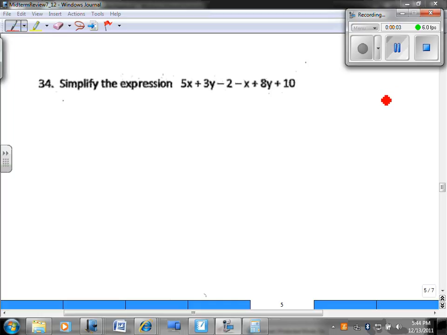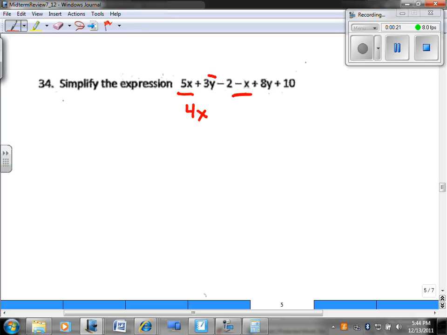Okay, 34. Simplify the expression. So we need to combine like terms. So let's see. We have 5x. Do we have any other terms that have an x? Yes, we do. We have a negative x here. So we're going to have 5x minus x. That's going to give us 4x.